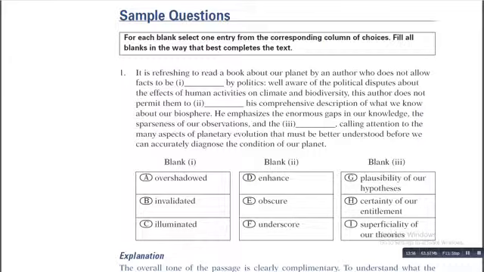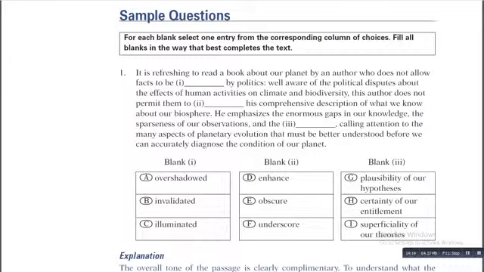So when you read through all these things, this line is very important: "Well aware of the political dispute about the effect of human activities on climate and biodiversity." Now, just look for another word that can work here. Obscure is one answer.